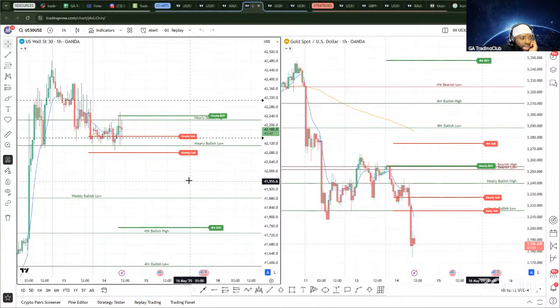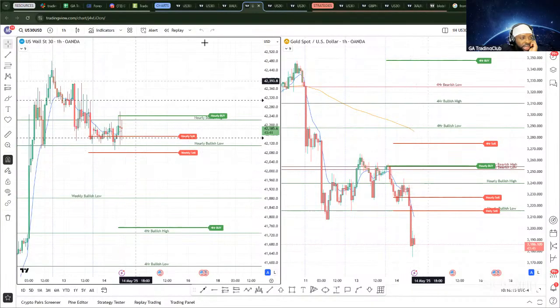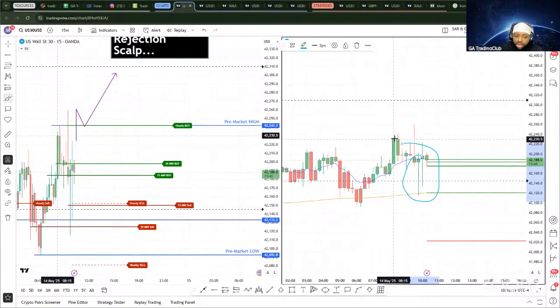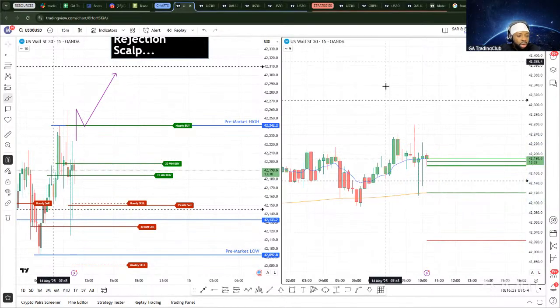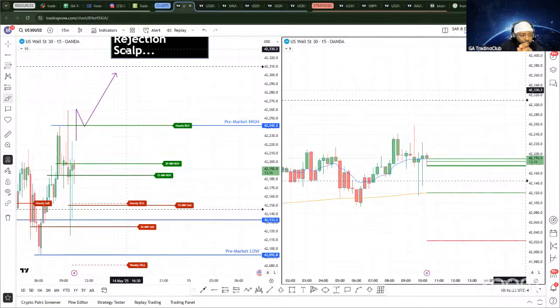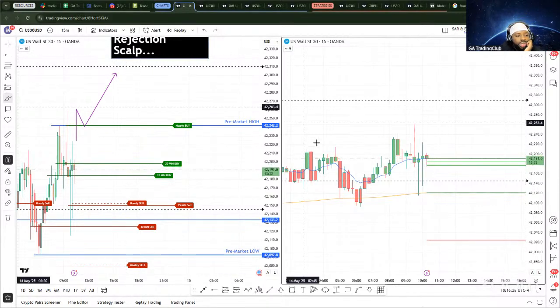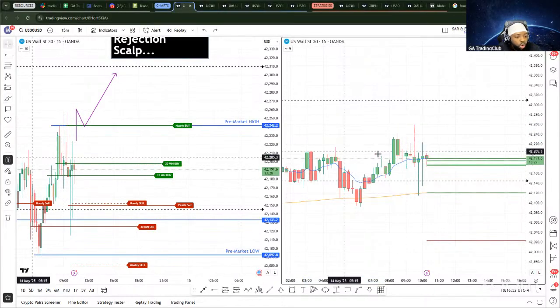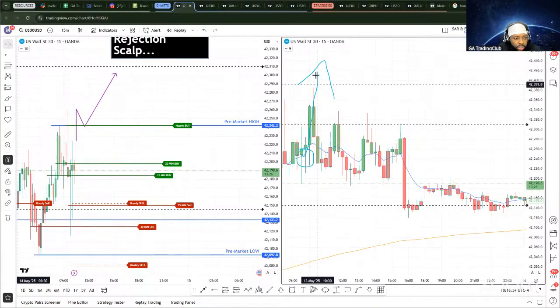But unfortunately, the 9 EMA has already been retested. So yeah, I would want to take a buy here instead of a sell. But we'll see how price comes in. So I think the only reason why price might be trying to go back down is to go back to the pre-market low.